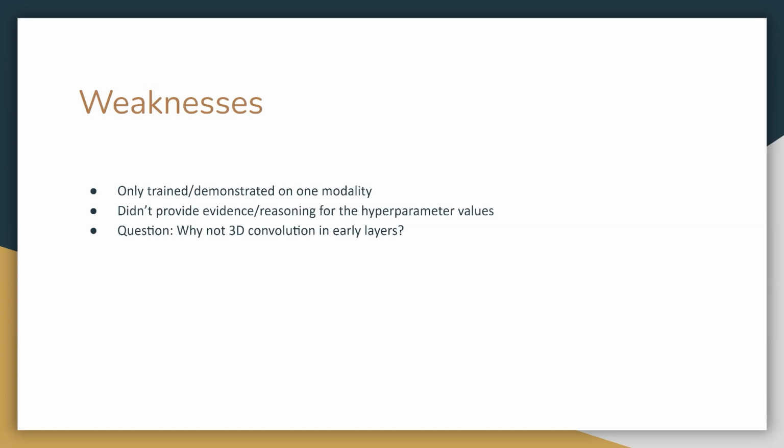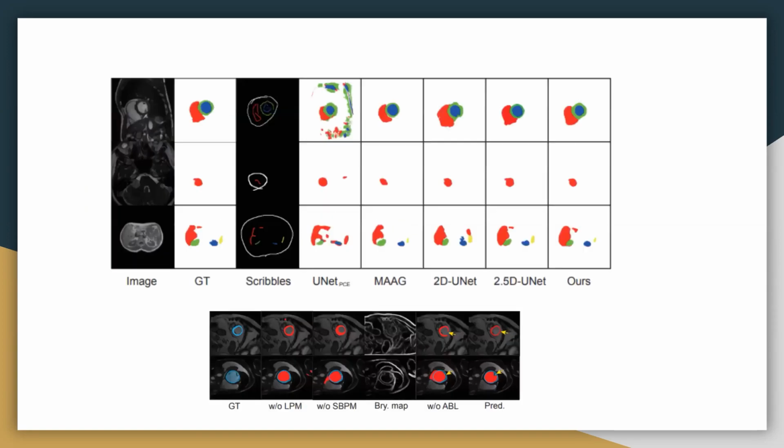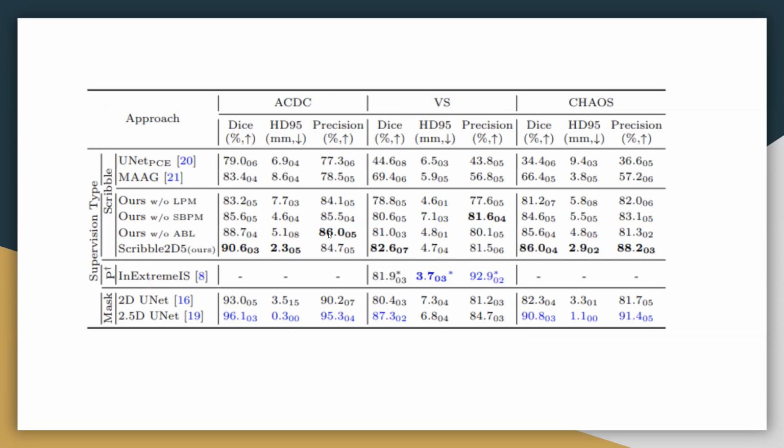Additionally, they didn't explain the reasoning for the B1 and B2 hyperparameters, and they didn't show tests for varying values of the hyperparameters, which would have been interesting to see. For instance, on this table here, you can see that without active boundary loss on this ACDC dataset, the precision is actually higher than with active boundary loss. And I'm wondering if some tweaking of that B2 parameter, the one that weights active boundary loss, could have been useful there. Like if you tweaked it down from 0.3 to maybe 0.2 or something.